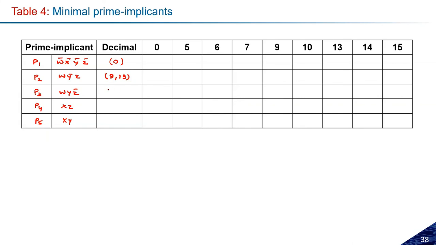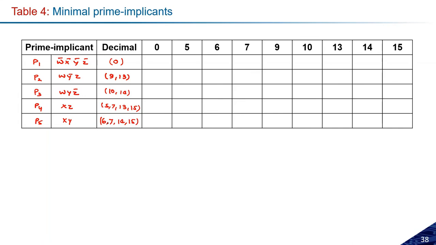The second, third group, third prime implicant could be like 10 and 14. The next one could be like 5, 7, yeah, this was 5, 7, 13, 15. And the last one was 6, 7, 14, and 15. Okay, so these are the groups which we have.